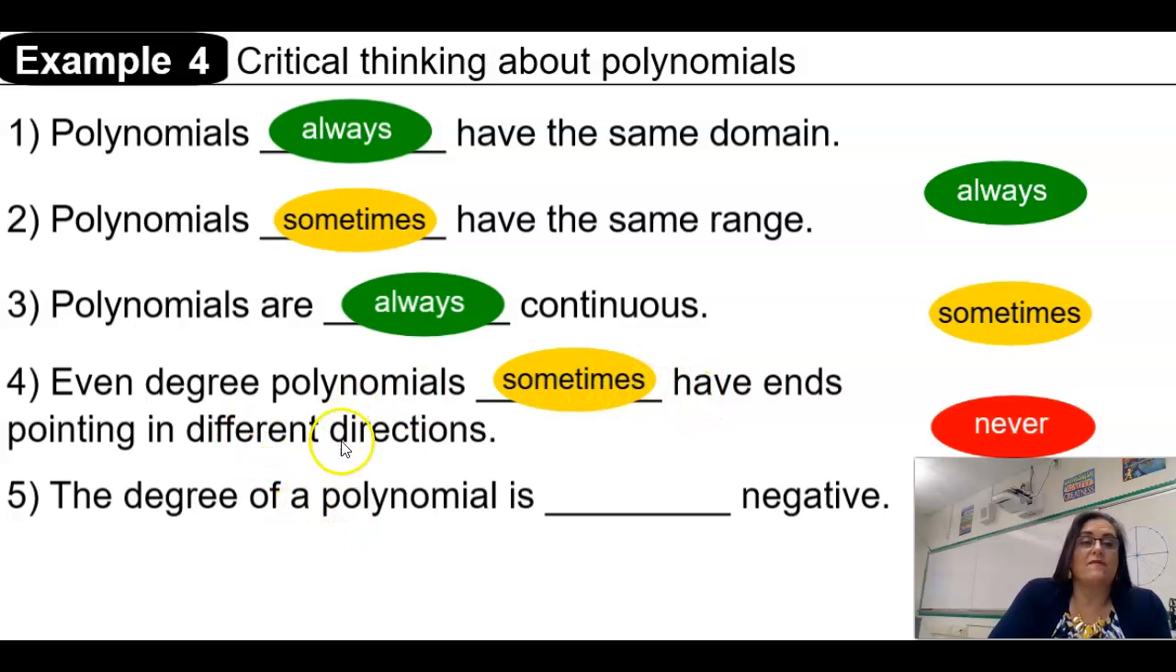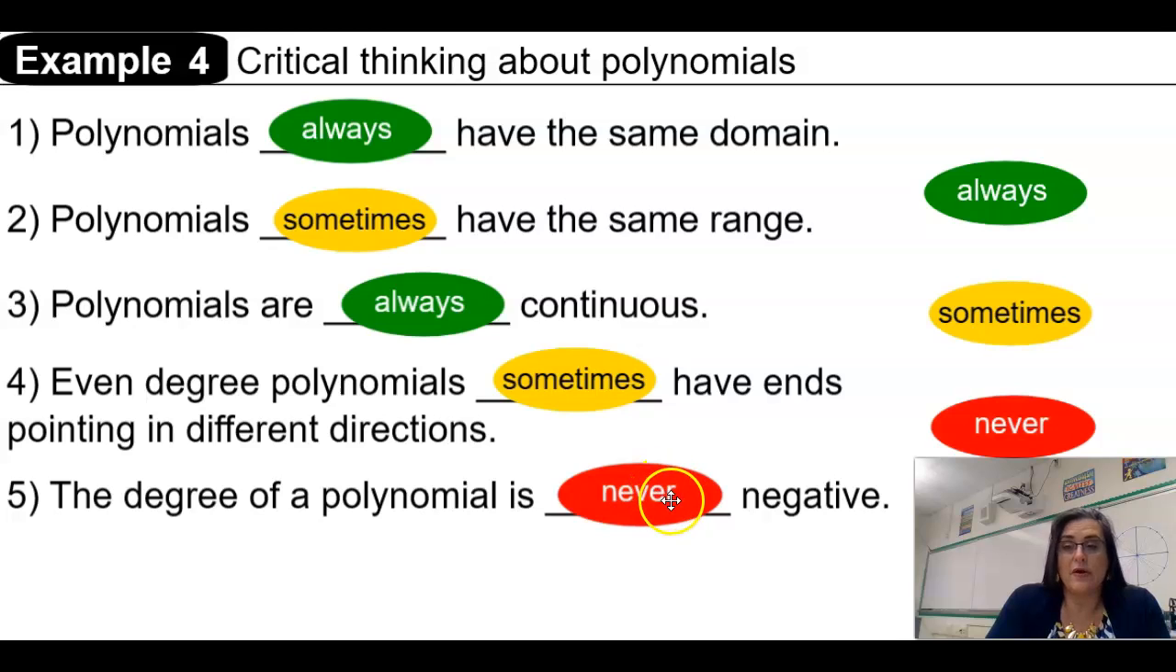Okay, then number 5, the degree of a polynomial is always, sometimes, or never negative. Okay, the answer to that is never. A polynomial has to have a whole number exponent that is greater or equal to 0. Right, those degrees can never be negative, they can never be decimals or fractions, right? Only whole number exponents that are greater or equal to 0.